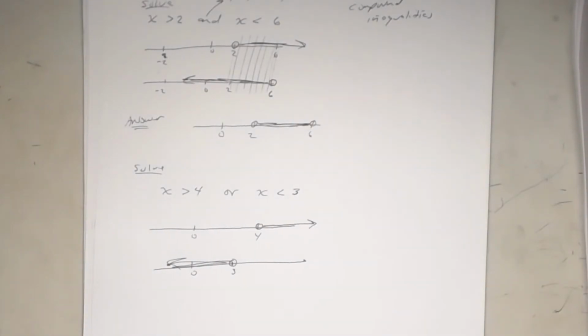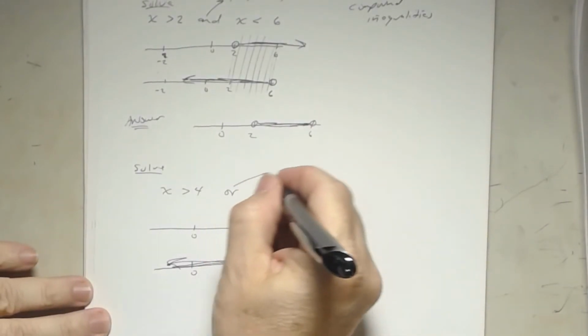Greater than 4. But why does 5 work? But 5 is not less than 3. Yeah, but it's or. It's an OR statement. So an OR means this. Your number has to satisfy one of them. At least one of them. It doesn't have to satisfy both. It has to satisfy at least one of them. So an OR means union.